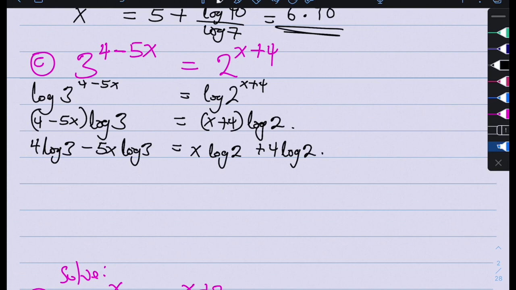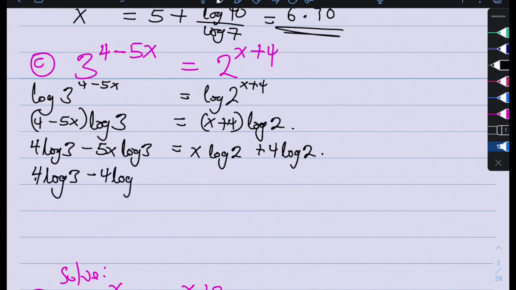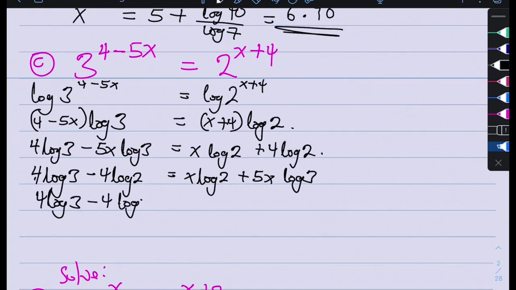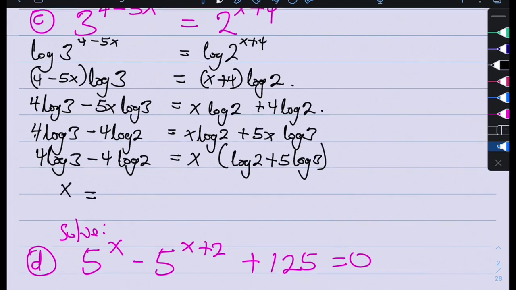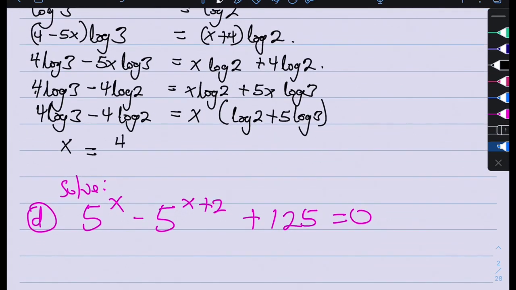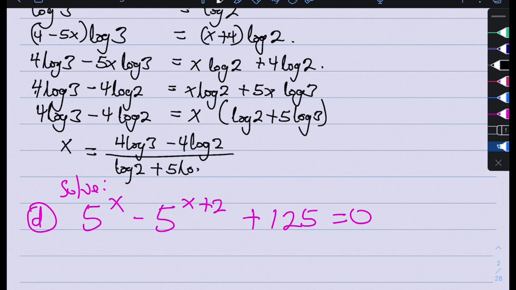All right, now the next thing you want to do is to group the x, so that means you have 4 log 3 minus 4 log 2 is equal to x log 2 plus 5x log 3. Now I just have to factor the x out on my right hand side, so that is exactly what we are going to do. So when we factor x out, we have log 2 plus 5 log 3. So that means that x is actually equal to 4 log 3 minus 4 log 2 divided by log 2 plus 5 log 3.